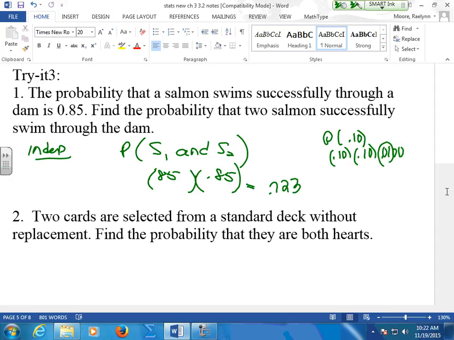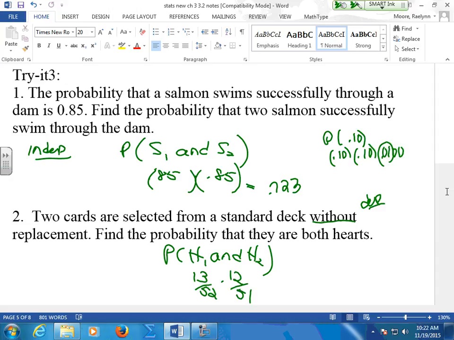Okay, two cards are selected from a standard deck without replacement. Independent or dependent? So it depends what I get the first time for what I'm doing the second time. Find the probability that they are both hearts. The probability of one heart and another heart. So first time around, what's the probability of a heart? 1/4 or 13 out of 52. Second time around, what's the probability of a heart? Good, 12 out of 51.